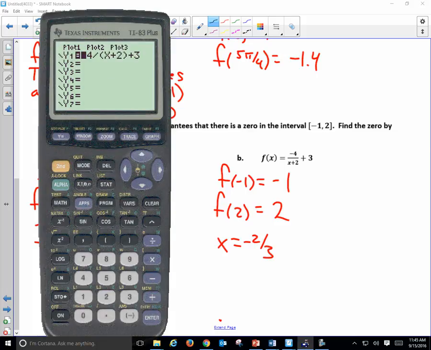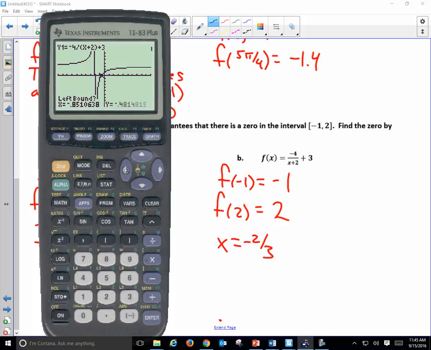Yeah, here, I'll do it right now. Look, y equals that, and then I go second calculate, and I press 0, and I go to the left, and I go to the right, and I find my 0. And does the 0 exist between -1 and 2? Yes, -2/3. A plus. Awesome sauce.